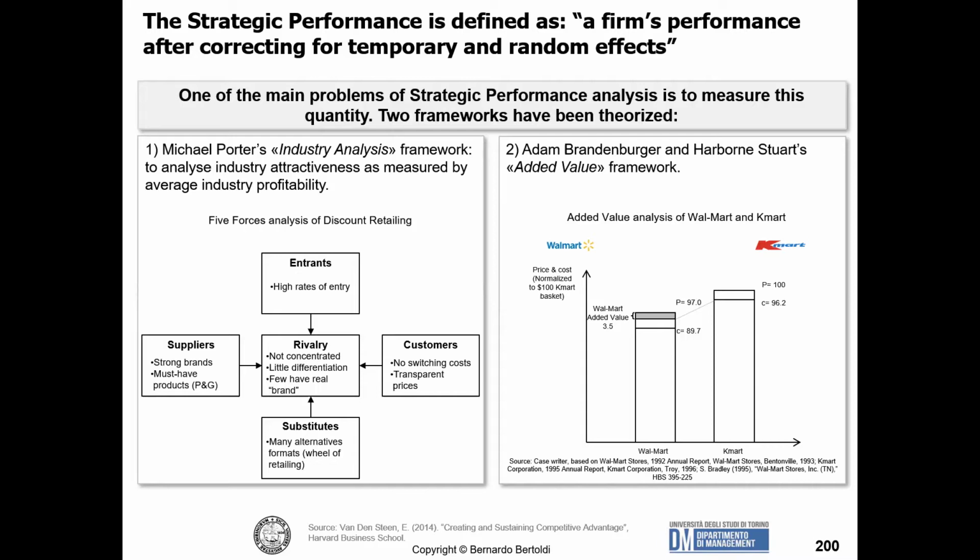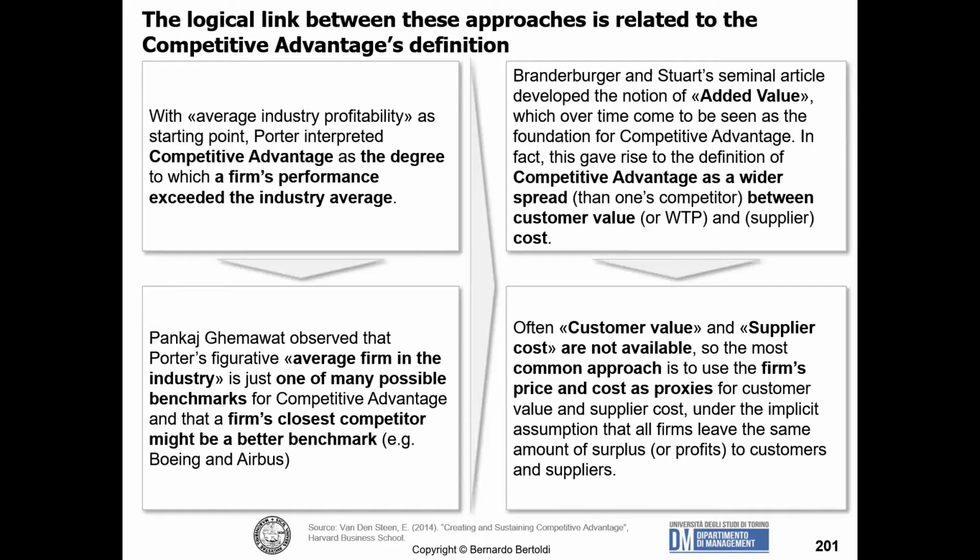So we have these two frameworks that are the only two frameworks that have been accepted and theorized by academia from Porter's approach up to now. On the left, you see the 5 forces model. On the right, you see an example made by Professor Van der Steen on the Brandenburger framework. So what are the differences between these two models?